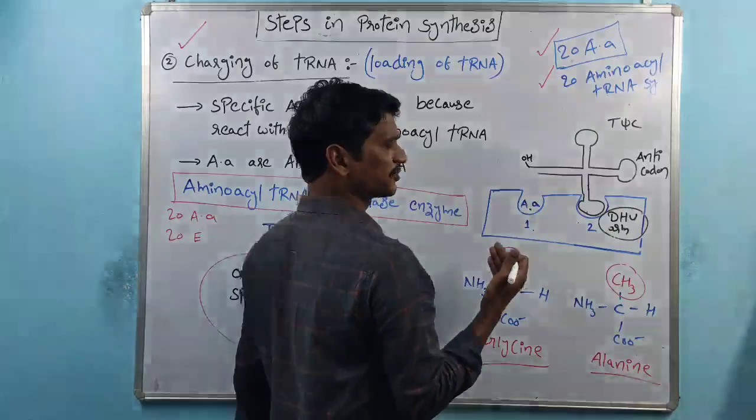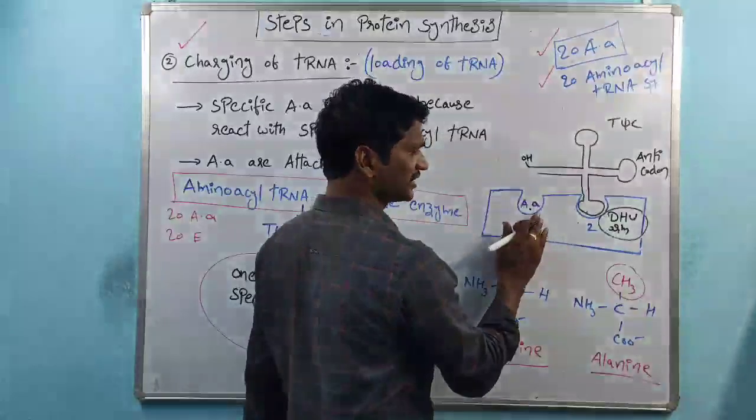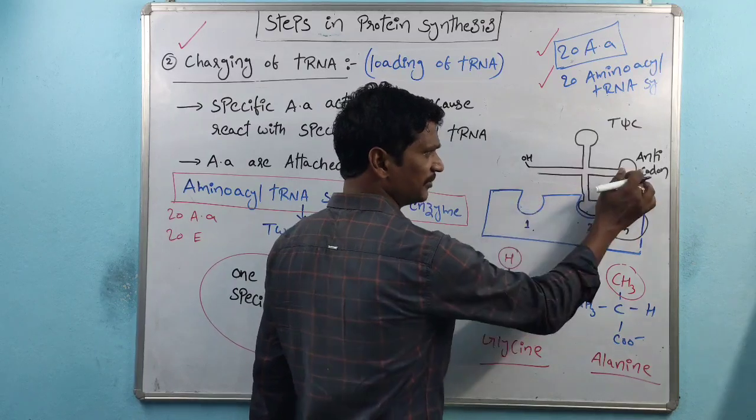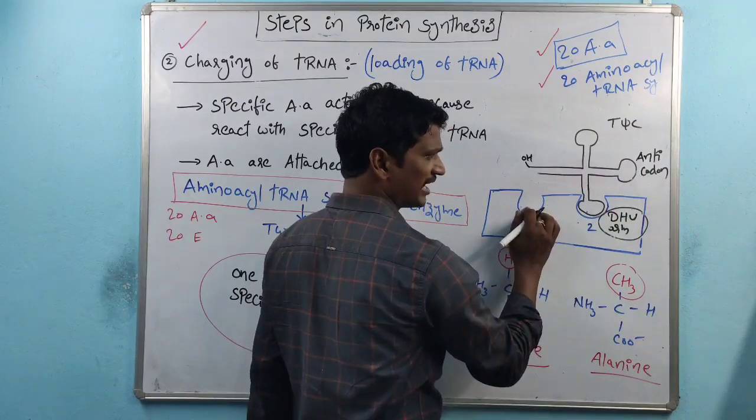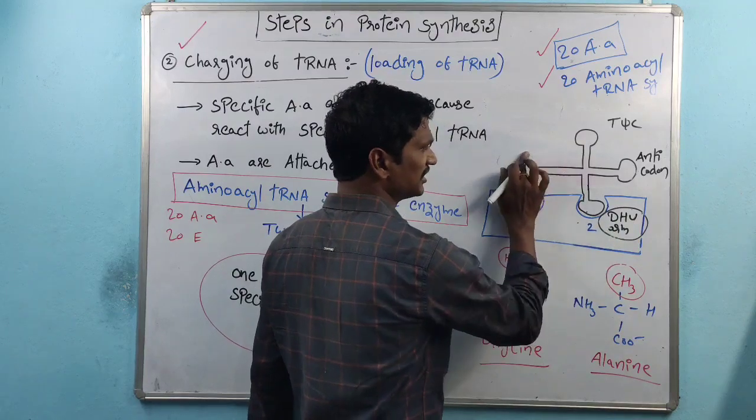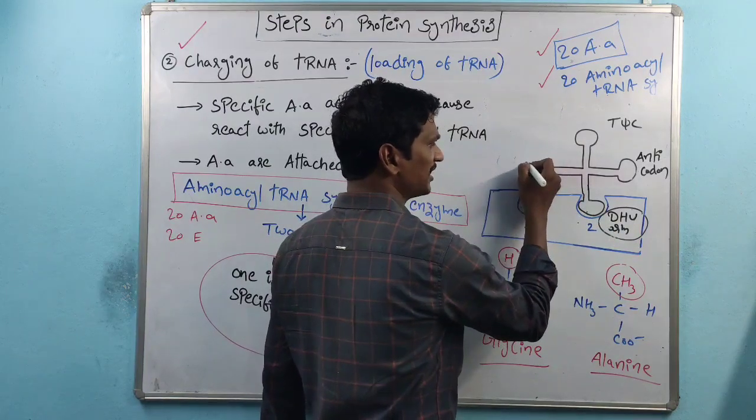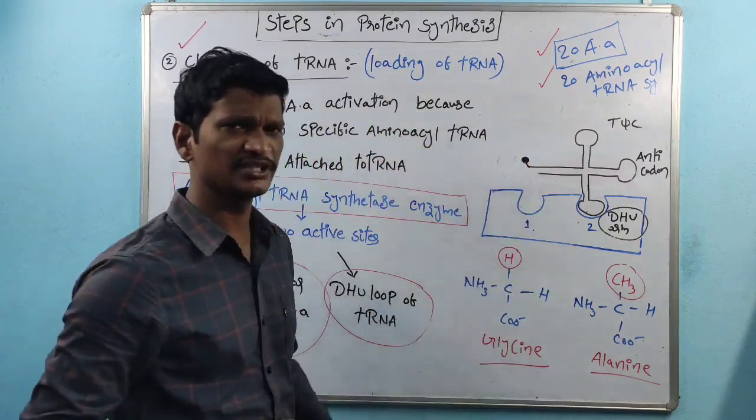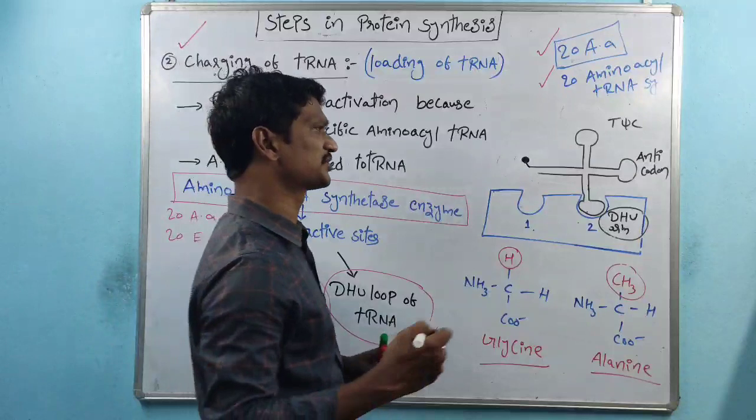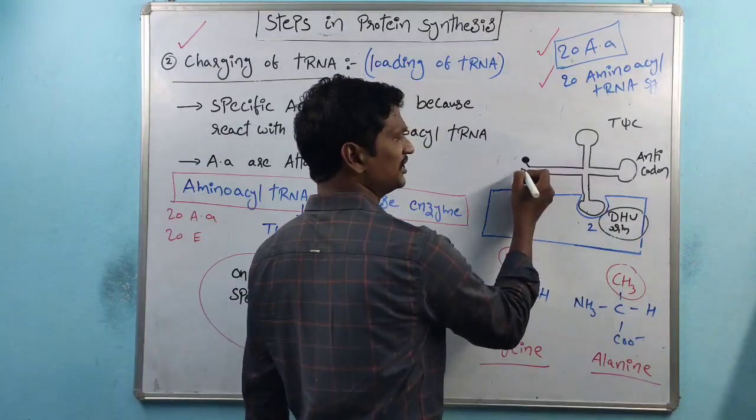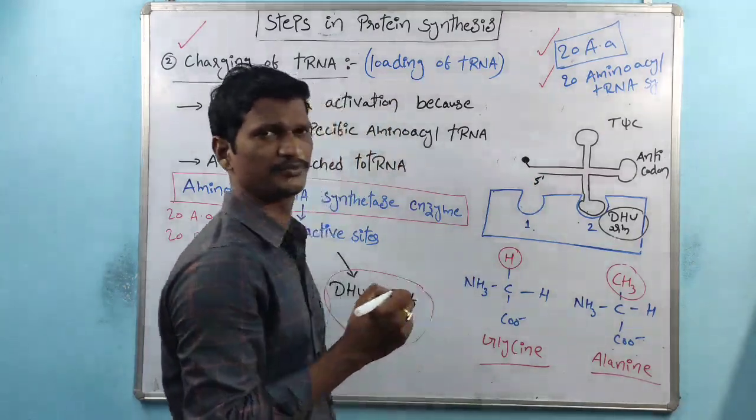Then if the matching takes place between these two, and this one is also matched, the amino acid is added. The amino acid is added to the tRNA, especially at the 3' end. This is the 5' position, and this is the 3' hydroxyl group position.